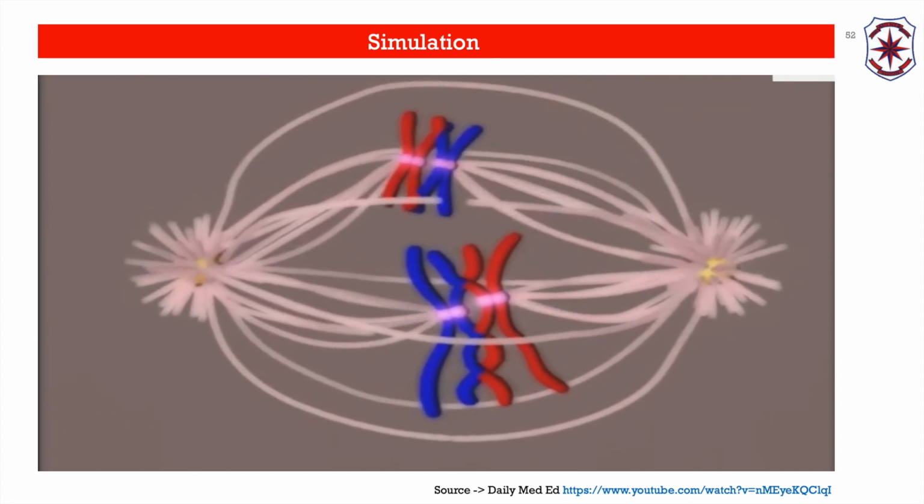During metaphase 1, what did we say is going to happen? We said that the chromosomes will align themselves at the equator in homologous pairs. So they have lined themselves up at the equator in homologous pairs, and the spindle fibers have attached themselves to the centromere of the homologous chromosomes. Continuing.